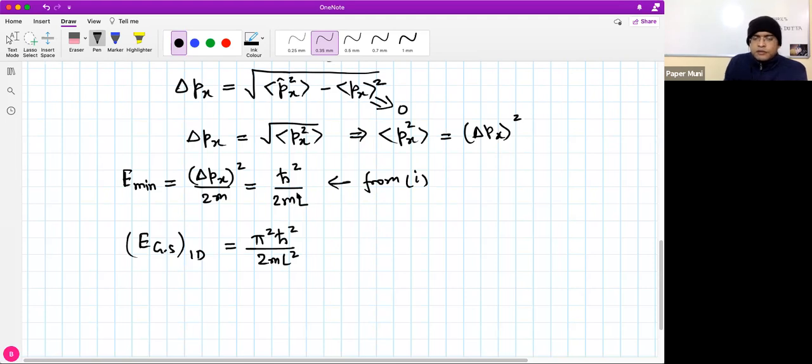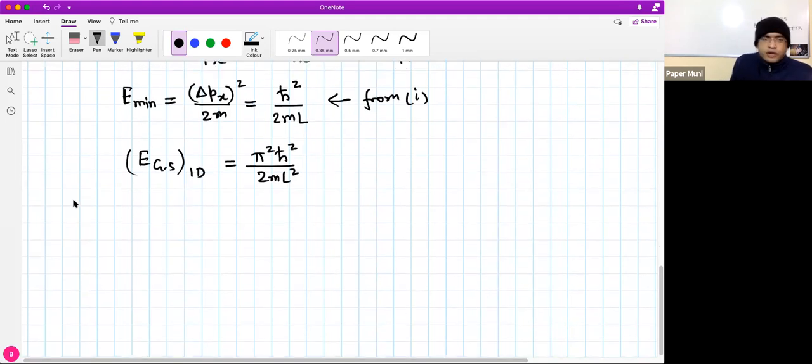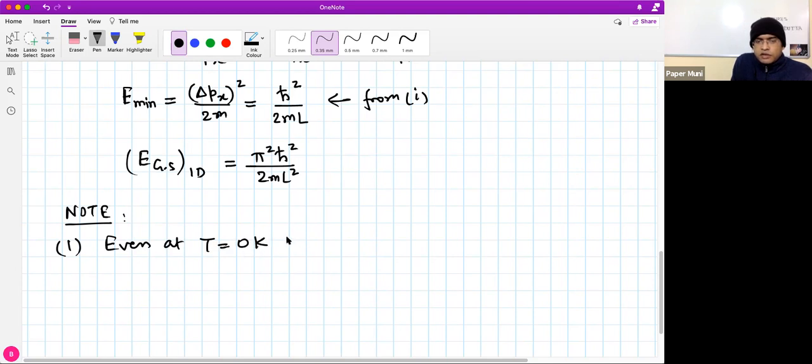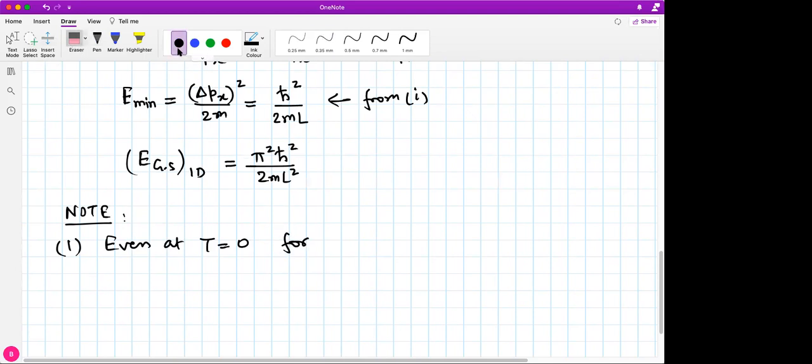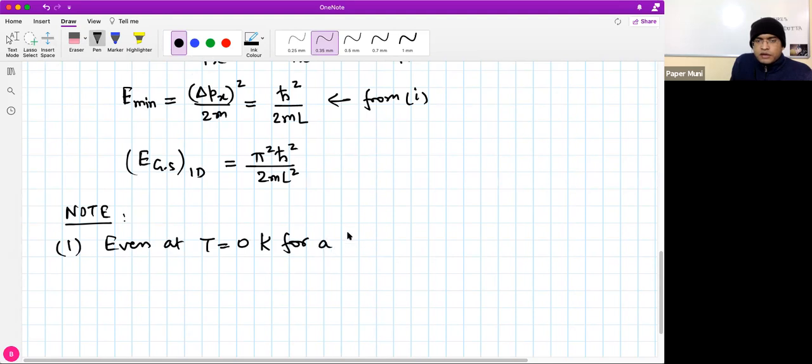It says that, now let's just note down some points. So note that even at T equal to 0 Kelvin, for a particle in a bound state, we are talking about a bound state.